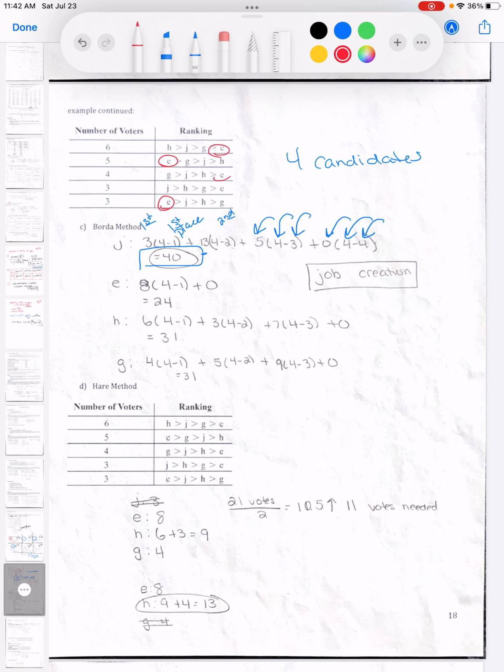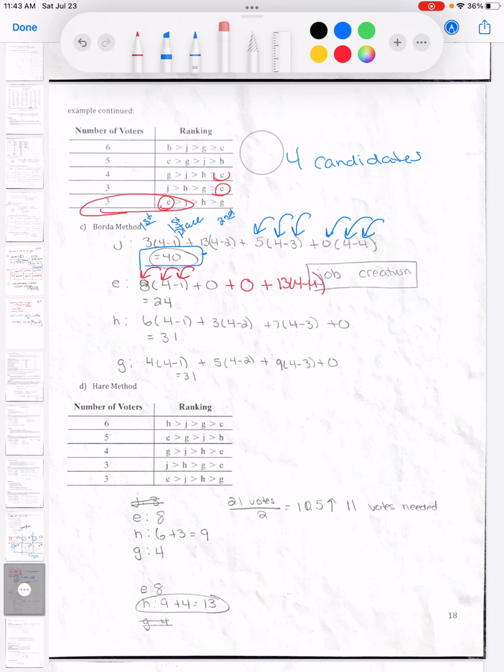Let's see. E has a whole bunch of last place votes. So E had in first place 8 votes. So 8 first place votes. There are 4 candidates and it's first place. And it gave me 24. E had no second place votes, no third place votes. And then last place is always going to be 0 as well because it's going to be 4 minus 4 there. But let's see, it got 13 fourth place votes. So it's kind of funky. So all these zeros, so it just ends up with 24.